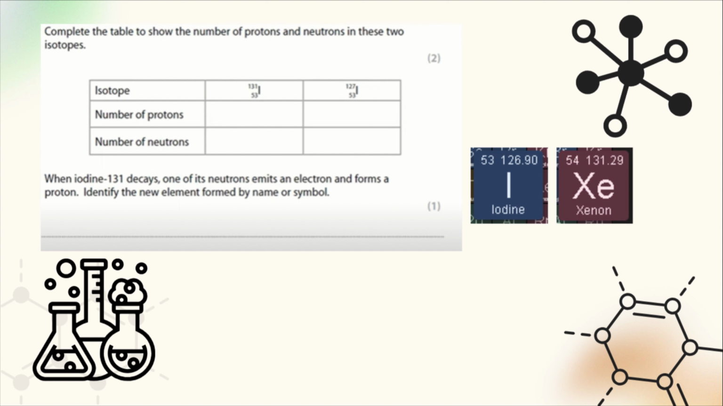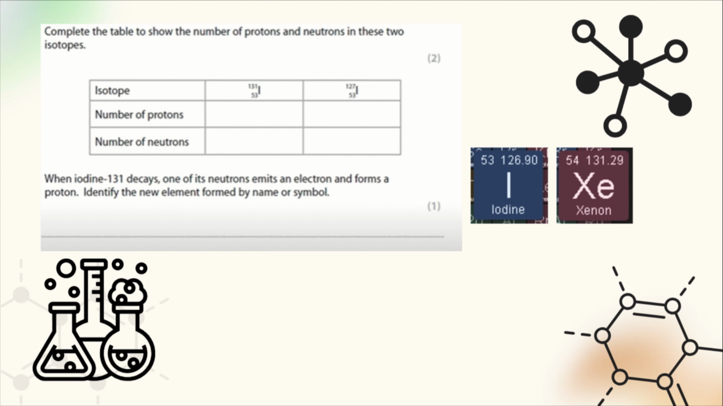Complete the table to show the number of protons and neutrons in these two isotopes. Number of protons: if they are the same element, which they are, the number of protons would remain the same, 53, 53. For neutrons, we have to subtract 53 from 131 and 53 from 127.